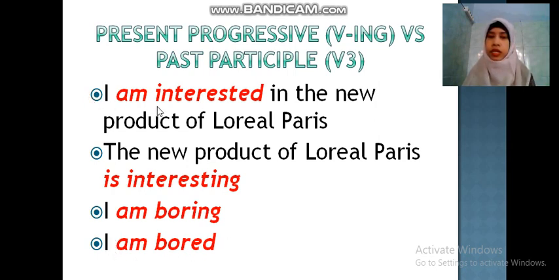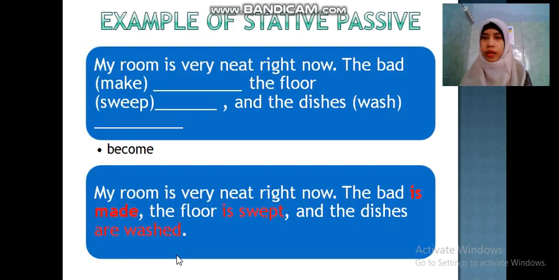This is the second example. I'm interested in the new product of L'Oreal Paris. It means saya tertarik terhadap produk dari L'Oreal Paris. But the second example, the new product of L'Oreal Paris is interesting, means produk dari L'Oreal Paris adalah menarik. So this one is active and this one is passive. Do you know that? Okay, thank you.